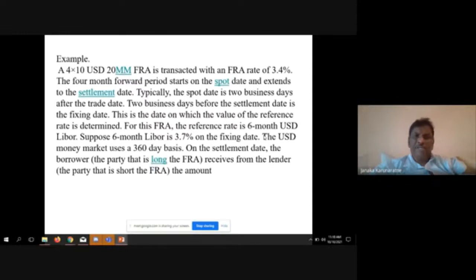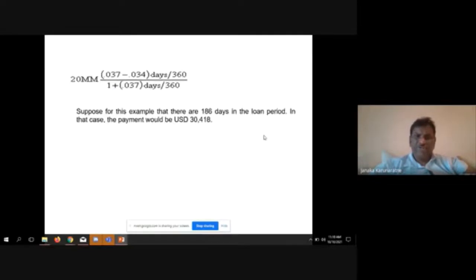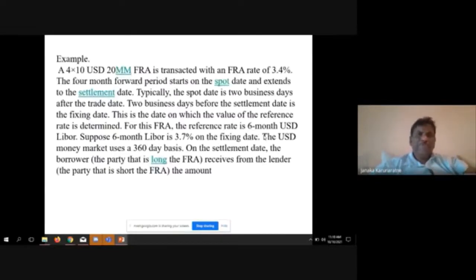Take another example of a market traded actual FRA. A bank or company enters into a 4x10 FRA. That means a transaction to be entered in 4 months' time for a period of 6 months at a FRA rate of 3.4% for 20 million. The notional amount is 20 million.